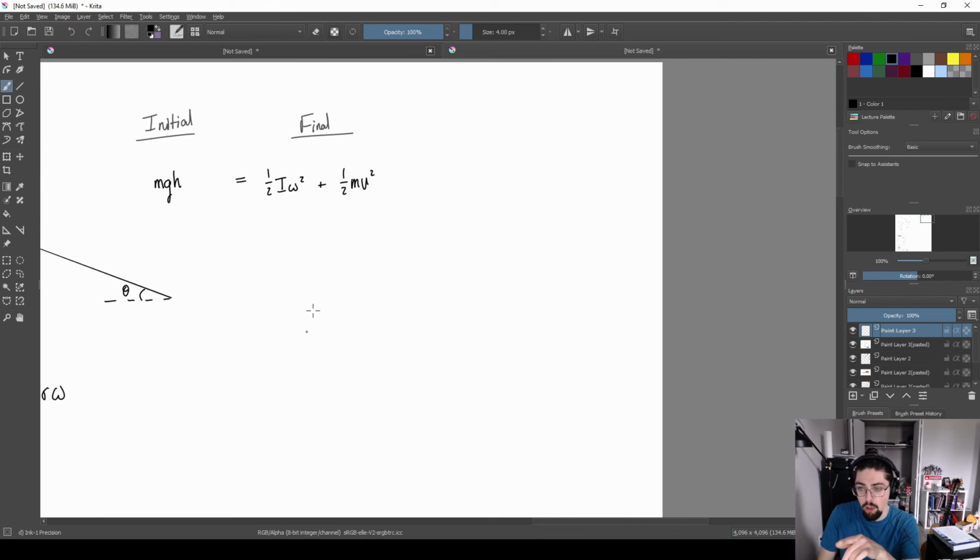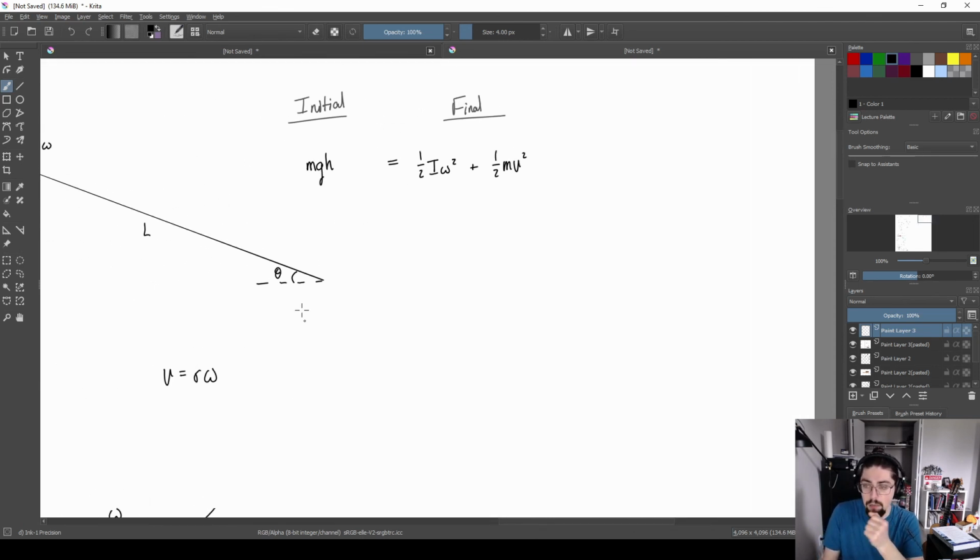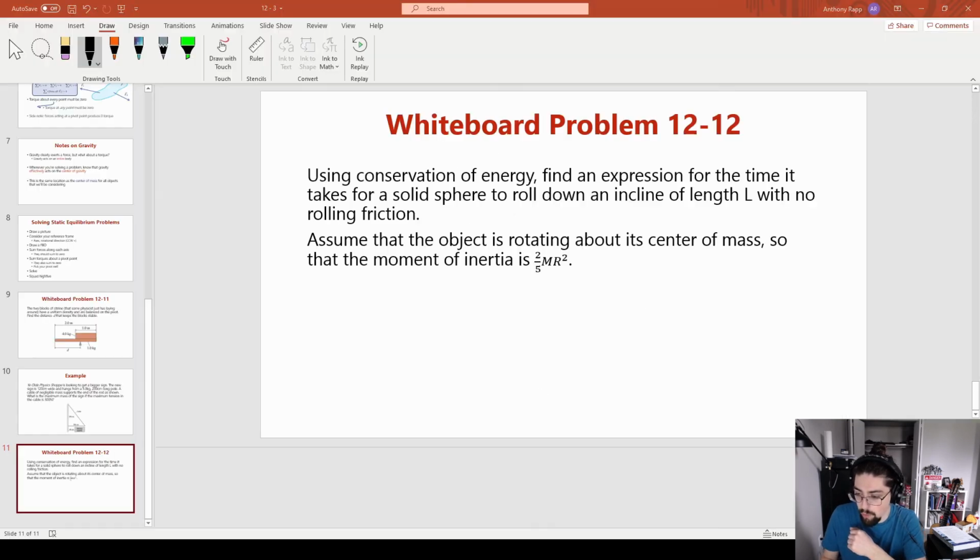That means that I can go up to this equation right here, and I can say, all right, well, let me go ahead and plug in. This side is going to become first. Let me plug in for my I. This is going to be 2/5 m r squared times omega squared. And what are we looking for here?